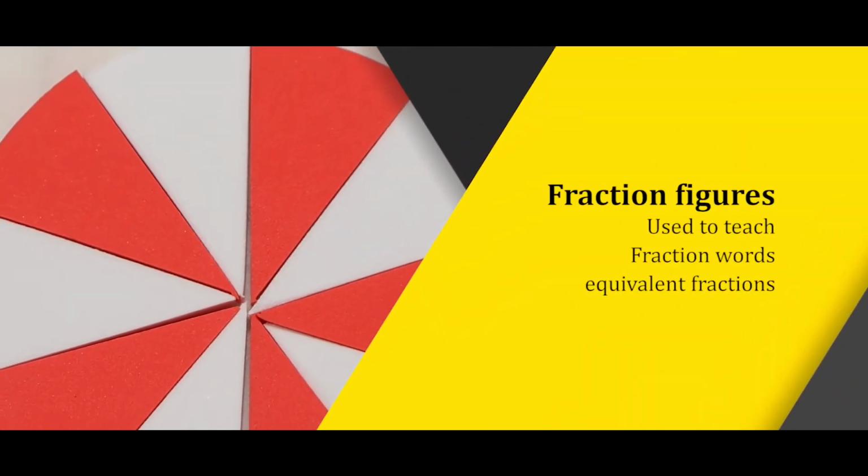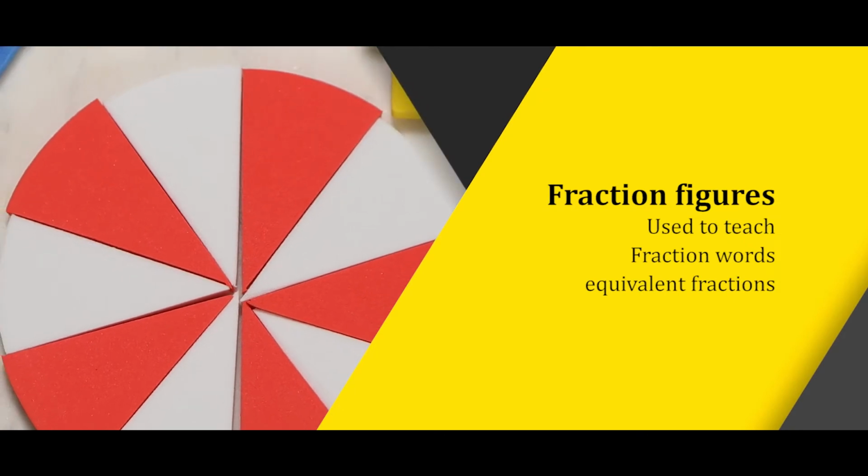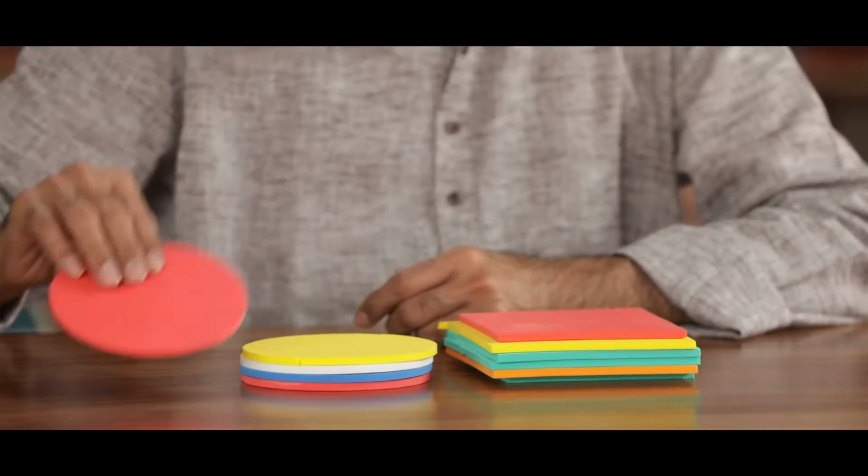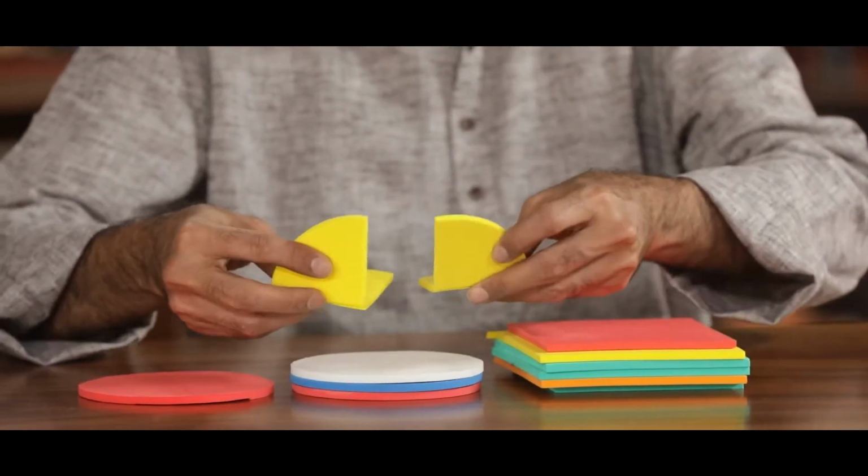To teach fractions, we have seen how to teach that using numbers. How to teach that using shapes? Let us see that now. Now, this is a circle and square. How can we use this? We have such material.